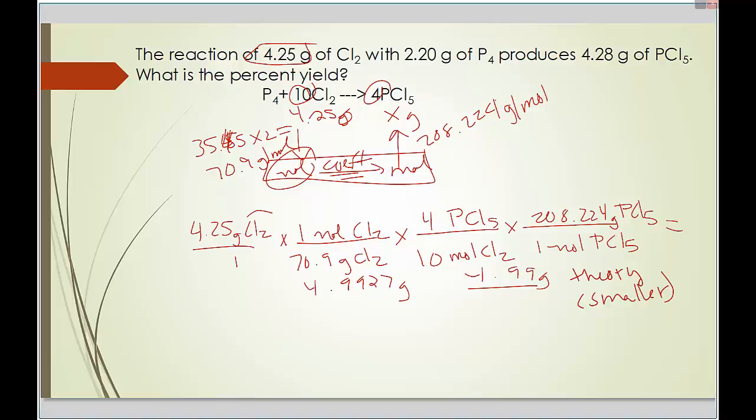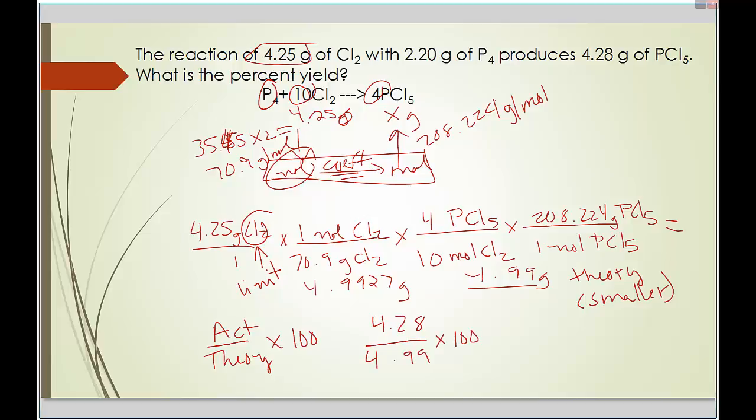So by determining this, we can figure out a lot of things all at once. So the percent yield is going to be the actual over the theoretical times 100. So the actual is 4.28. The theoretical is 4.99 times 100. That comes out to be 85.8%. And that's how you do percent yield. And that is the 6th review for this exam.